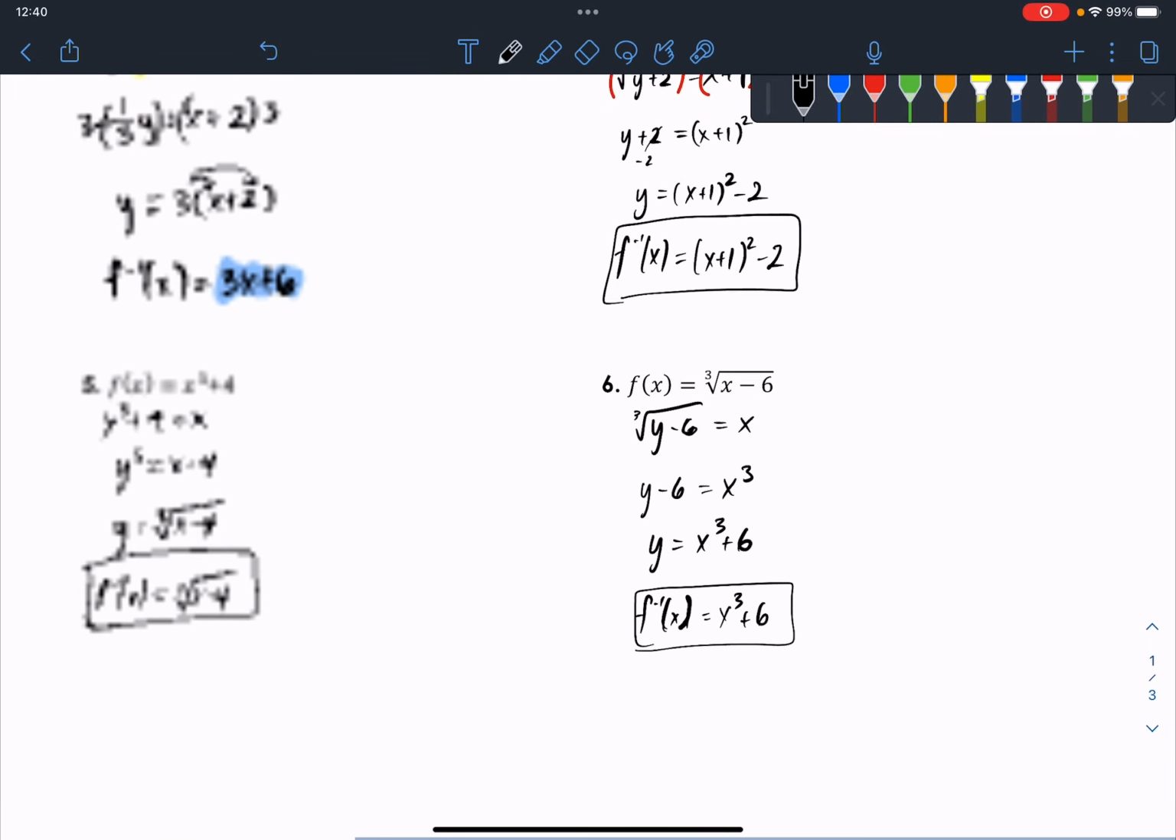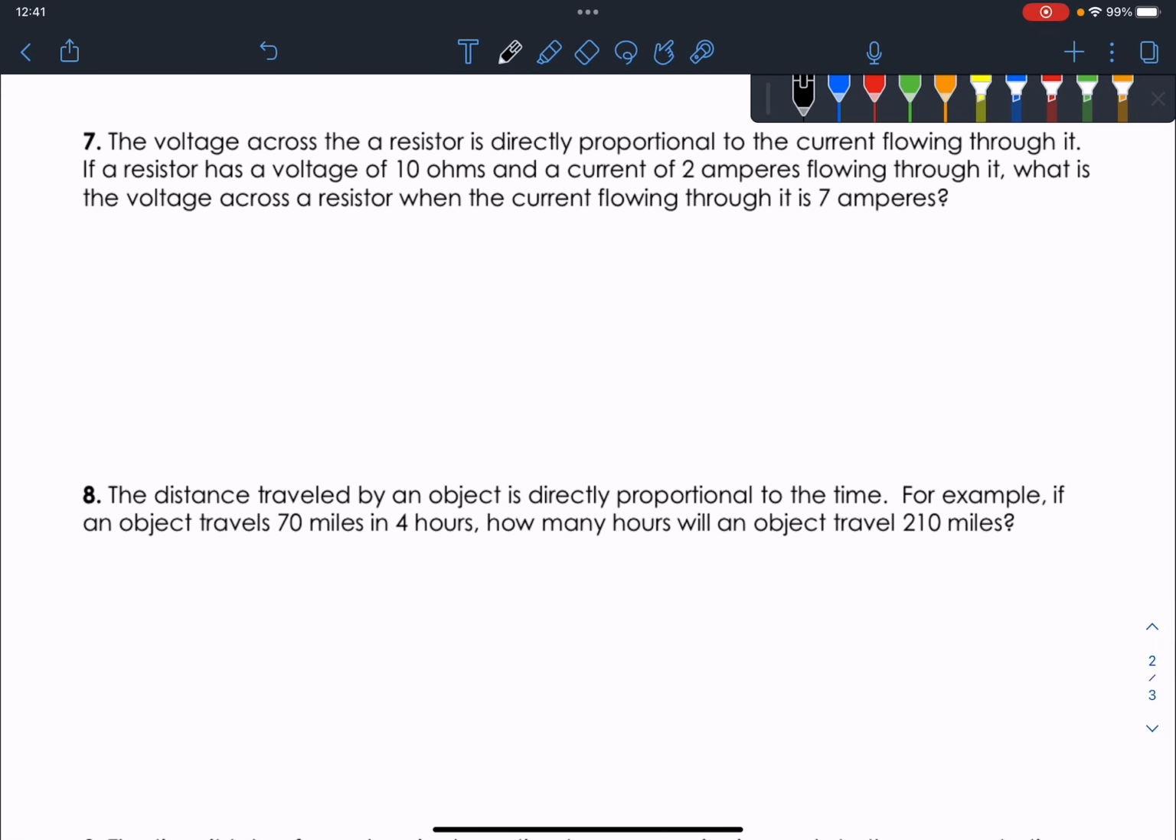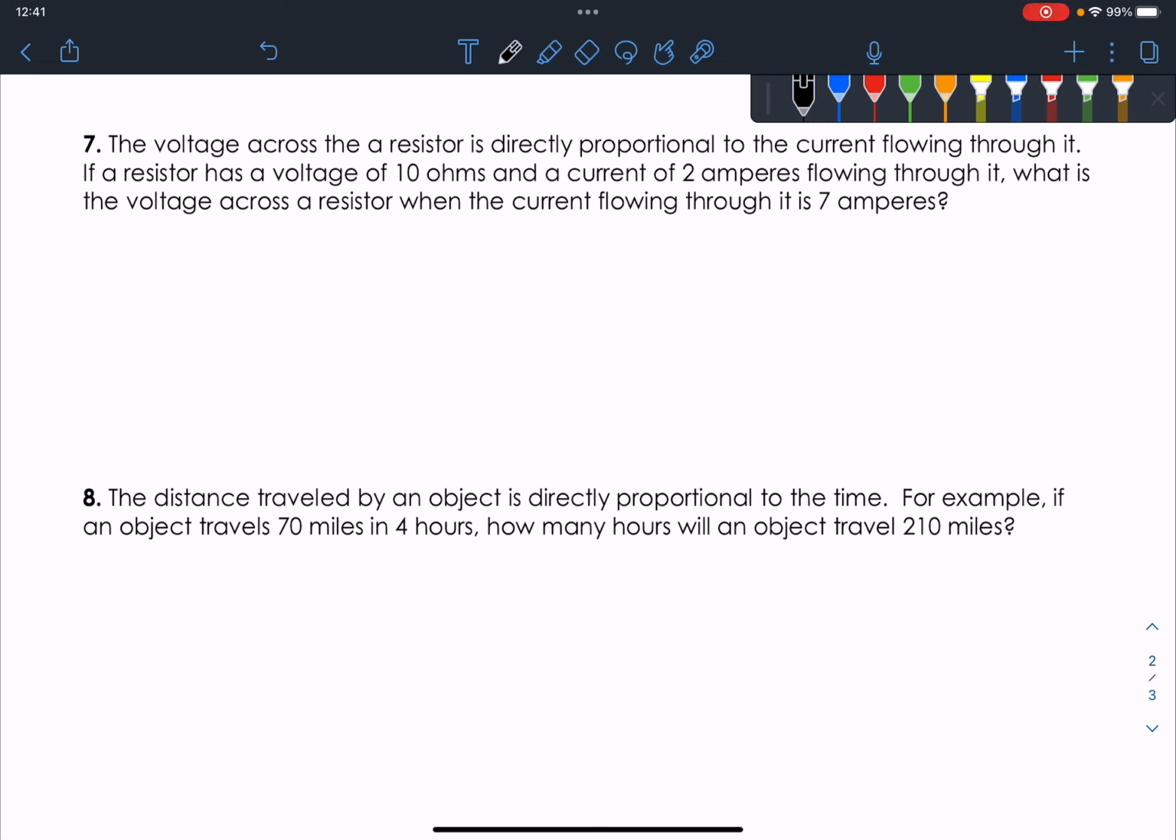Let's move now back to the back side of our review. So the last section, which is 1.17, is on direct variation and inverse variation. On the first example, we read that the voltage across a resistor is directly proportional to the current flowing through it. So that means that y is equal to k times x.